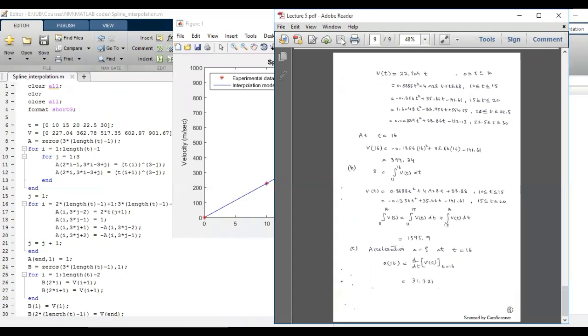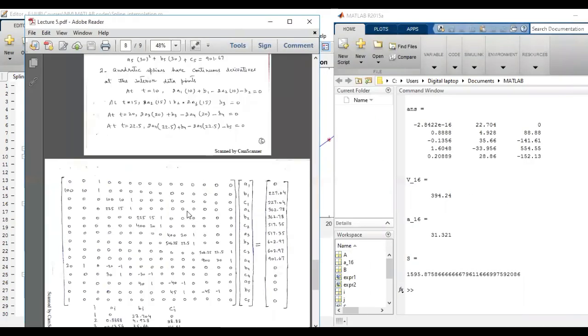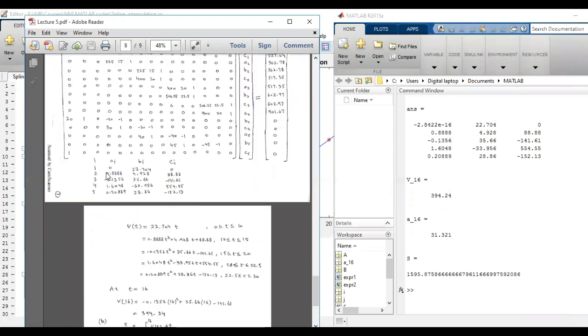So let's compare these results, and these are our unknown coefficient values, and you can see that this is a1, b1, c1, this is a1, b1, so this is almost equal to 0, and this is 0.8888, 4.928, 8.88, and so on. So all of these values are correct.